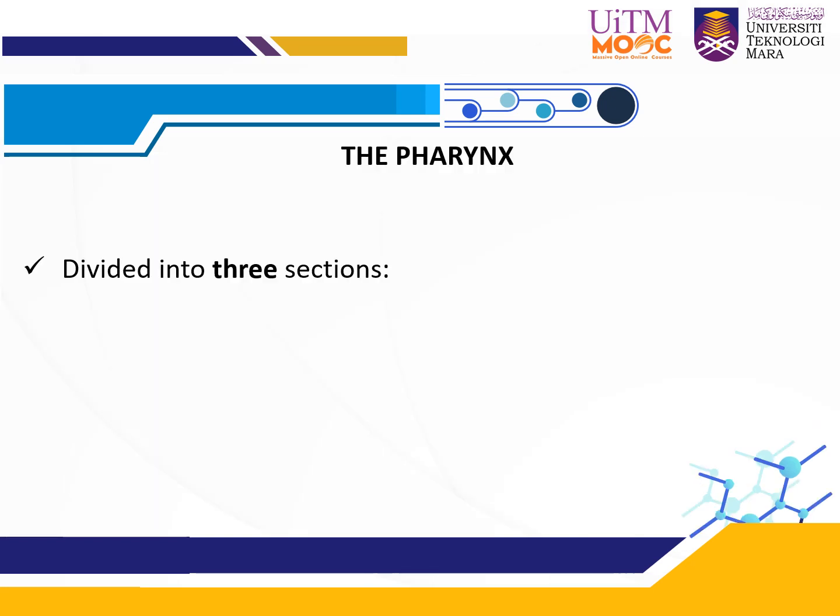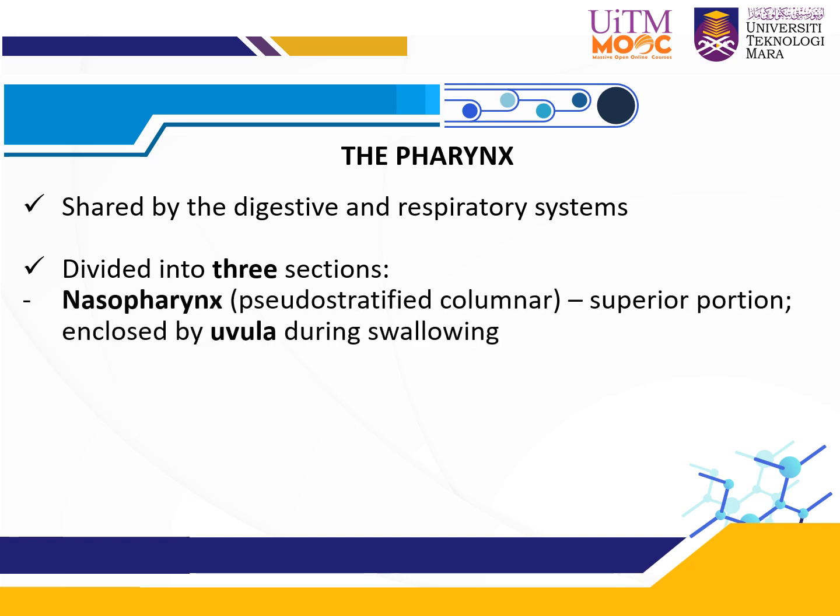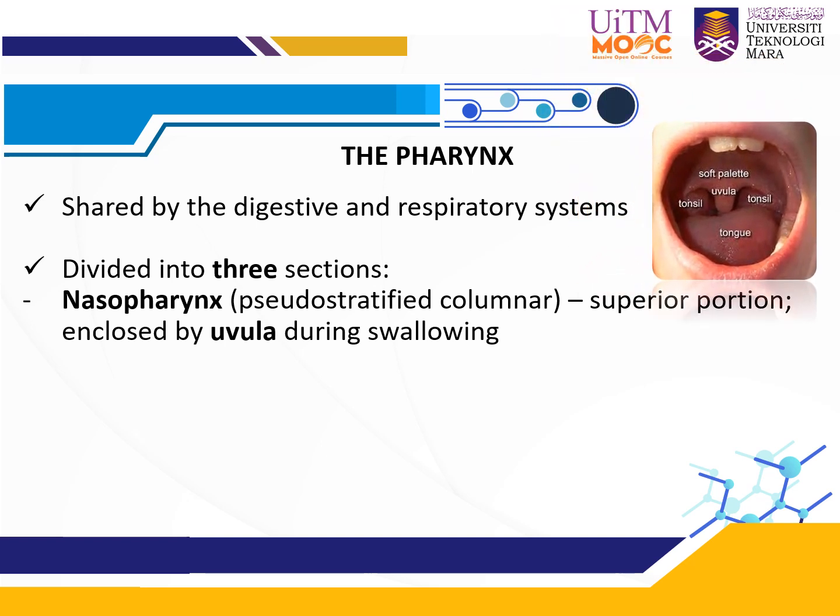Now let's move on with the next part of the upper respiratory tract, which is the pharynx. The pharynx is divided into 3 sections, and it is shared by both the digestive and respiratory systems. So we have the first one, the nasopharynx, composed of pseudostratified columnar epithelium. It is the superior portion, the first part, that is enclosed by the uvula during swallowing. As you can see in the picture, the uvula is found at the back of the mouth, the one dangling inside your mouth.